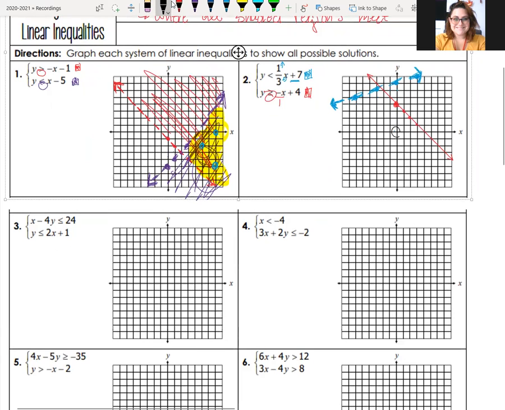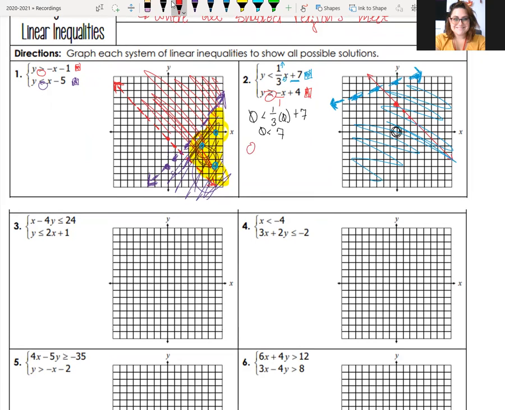So let's guess each of them at 0, 0. So we would have 0 is less than 1/3 times 0 plus 7, which means 0 is smaller than 7, which is true. So our blue line will come down.